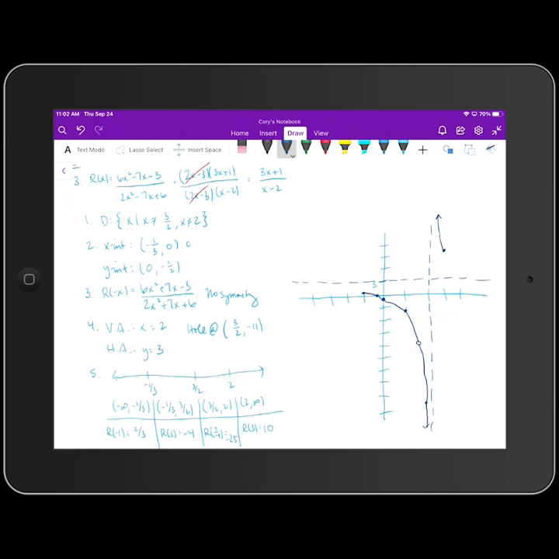And then what's going to dictate the end behavior of this graph is the horizontal asymptote. So as the x values go to negative infinity, the graph has to approach the horizontal asymptote. And as the x values go to infinity, again, the graph has to approach the horizontal asymptote. Okay, so that right there is going to be the graph of the rational function for number 3.